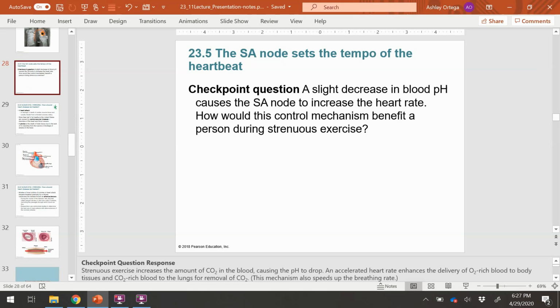Because the presence of carbon dioxide is going to decrease the blood pH, and this change will be detected by the SA node, and it will increase the heart rate. And so during strenuous exercise, you need lots of energy, and so this needs a lot of oxygen, and expelling the waste of carbon dioxide. And so that would be beneficial for a person during strenuous exercise.